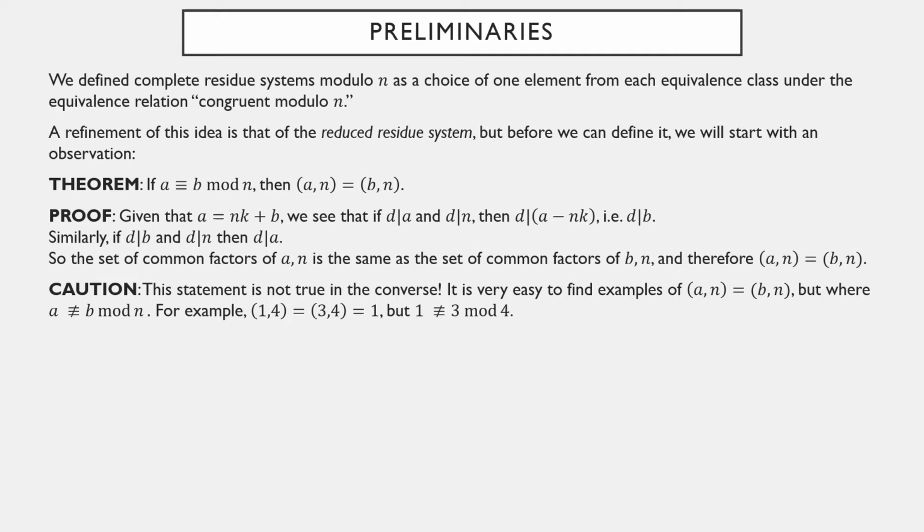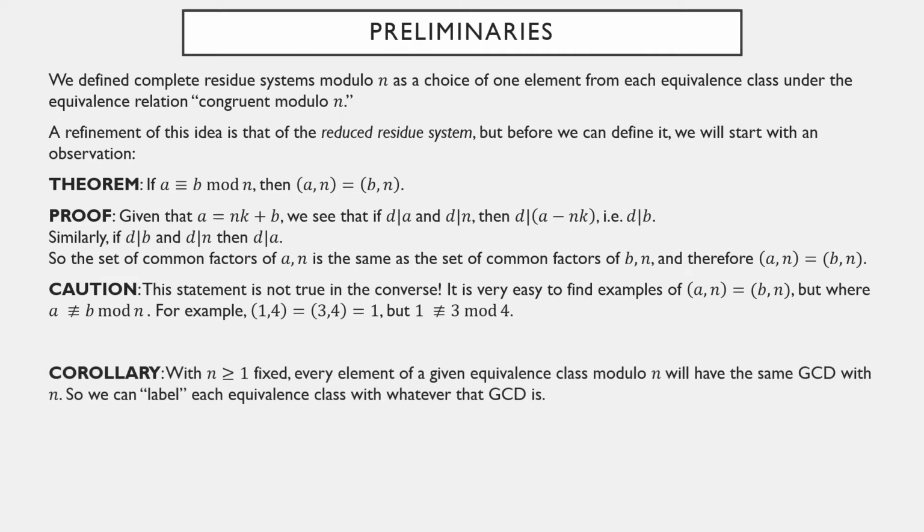However, this is not true in the converse. It's definitely possible, and in fact not very difficult, to find examples of integers so that the greatest common factor of A and n is the same as the greatest common factor of B and n, but where A and B are not equivalent modulo n. For example, 1 and 3 are both relatively prime to 4, but 1 is not equivalent to 3 modulo 4.